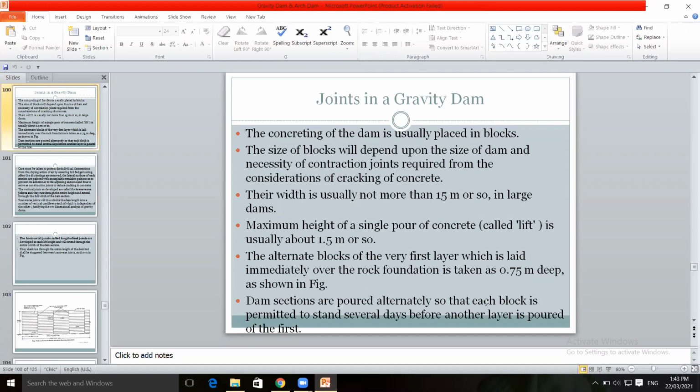Dam sections are poured alternately so that each block is permitted to stand several days before another layer is poured over the first. So these joints which are laid alternately, each block is permitted to stand several days before another layer is poured over the first. In this way, the various layers of these horizontal joints are laid.